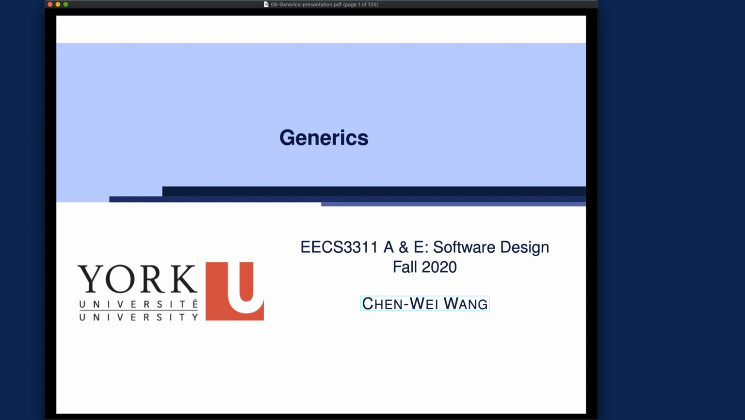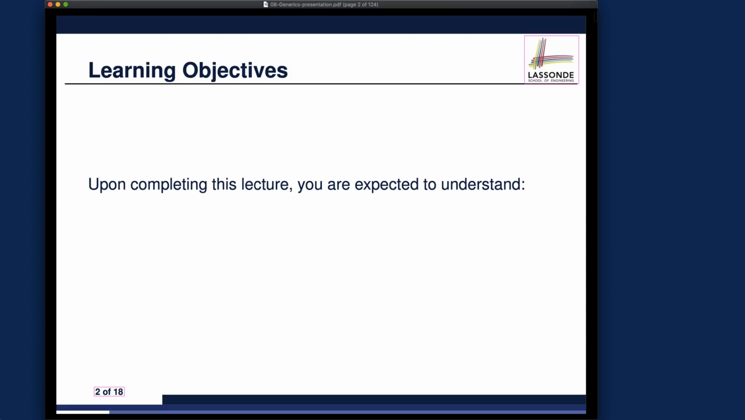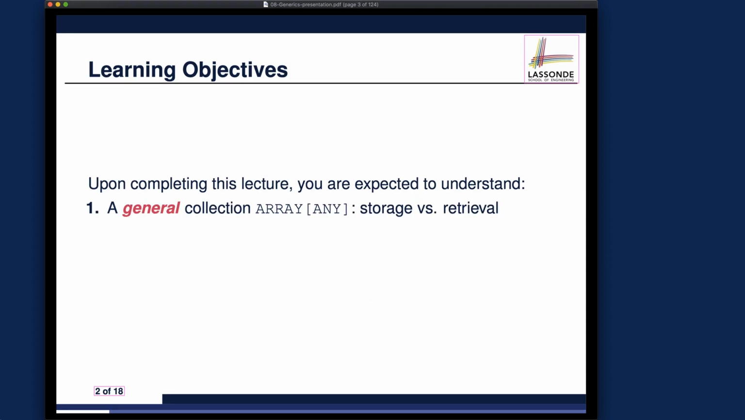In this lecture, we will revisit the topic of generics by extending our previous discussion on polymorphism and typecasting. Let's see what the learning objectives are. Number one, we would like to consider a general collection, for example, array of any. The any class here is analogous to the Java object class, simply at the top of the inheritance hierarchy. We want to see how storage versus retrieval can be done when we have a general book.